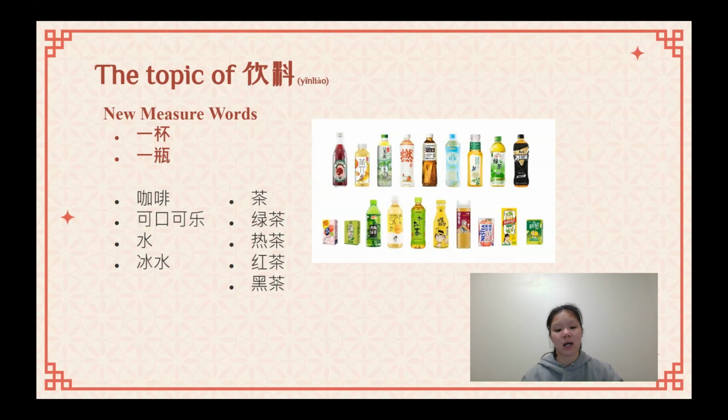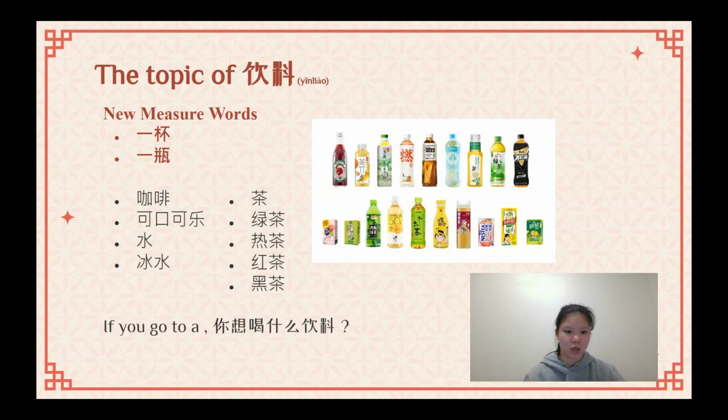And then Hong cha is black tea. I don't know why I have Hei cha here. Hong cha is black tea. So those are the different kinds of teas you have. I don't know why I have Hei cha there. That's not a tea.